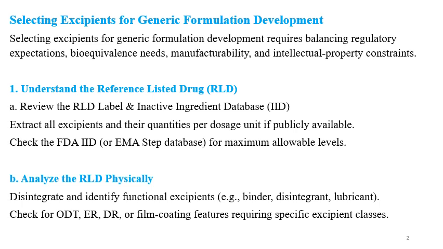You can check with the patents, you can go through the RLD, you can go through the IID limits, you can go through the literature and you can get the quantities, because you don't know how much quantity of each excipient is used in the reference formulation. So for that you need to do some studies. Then check the US FDA IID or EMA databases for the maximum allowable levels. Understand your reference formulation before starting the development.